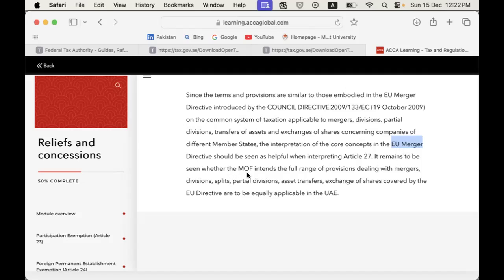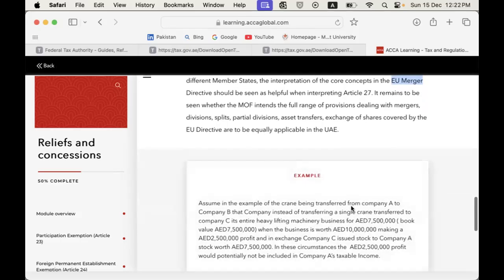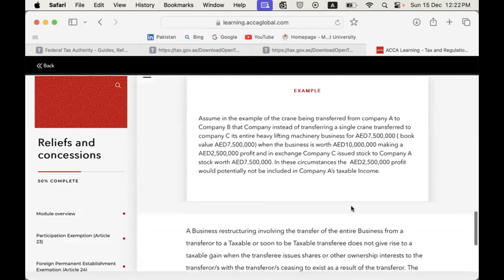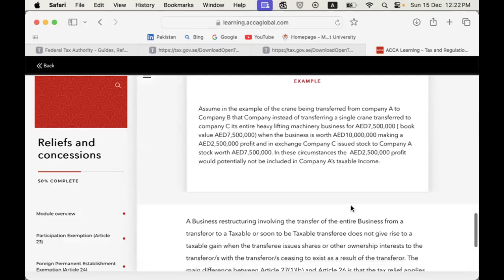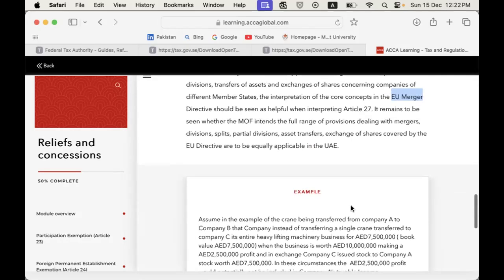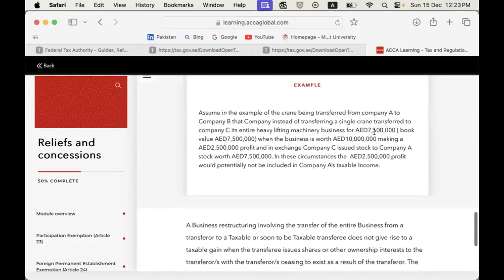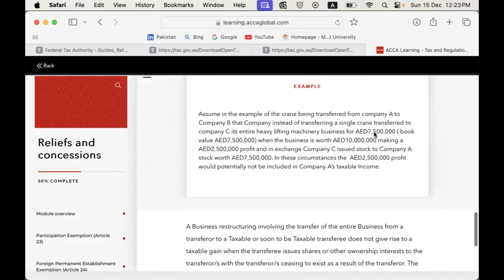It remains to be seen whether the Ministry of Finance intends the full range of provisions dealing with mergers, divisions, splits, partial divisions, asset transfers, exchange of shares covered by the EU directive to be equally applicable in the UAE. Actually, it will not be easy for the Ministry of Finance to openly accept this. But who knows? Maybe we will see some guidance.